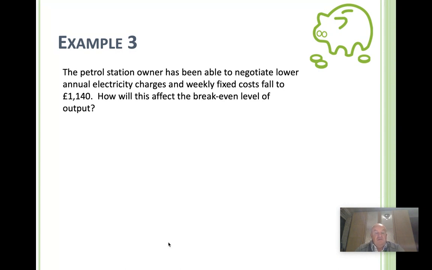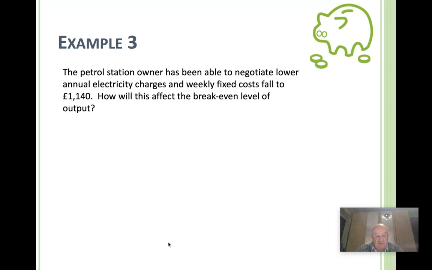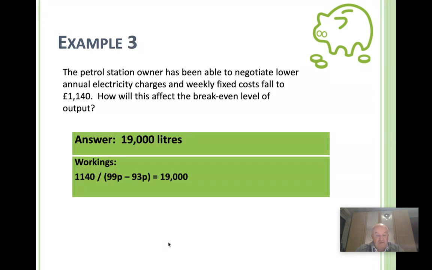If in the third example, we've got a situation where we've got the petrol station owner who's been able to negotiate lower fixed costs, and those are reduced by a small amount to 1,140. What would that do to the break-even level of output? Well, in this instance, it would reduce it by a whole 1,000 litres. Okay, so effectively, we've now got our fixed costs of 1,140. We've still got the same contribution per unit of 6 pence, but in this instance, to break even, we would only need to sell 19,000 litres of petrol in that particular week.